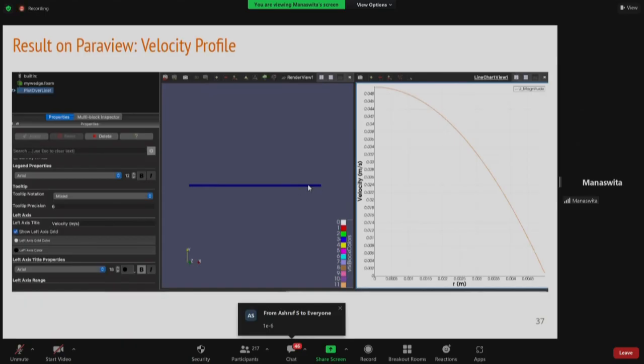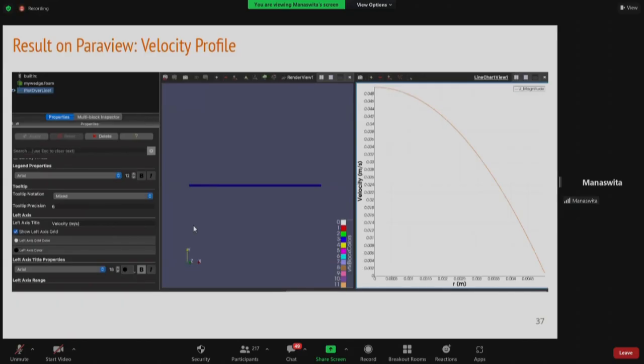I have plotted somewhere close to the exit and it looks like a parabolic profile. Now, how do I know that I am getting a correct result? You remember we gave a uniform velocity profile of 0.025 meter per second, and here the maximum velocity is somewhere close to 0.05. That is twice the average velocity, and that's what one would expect in pipe flow.